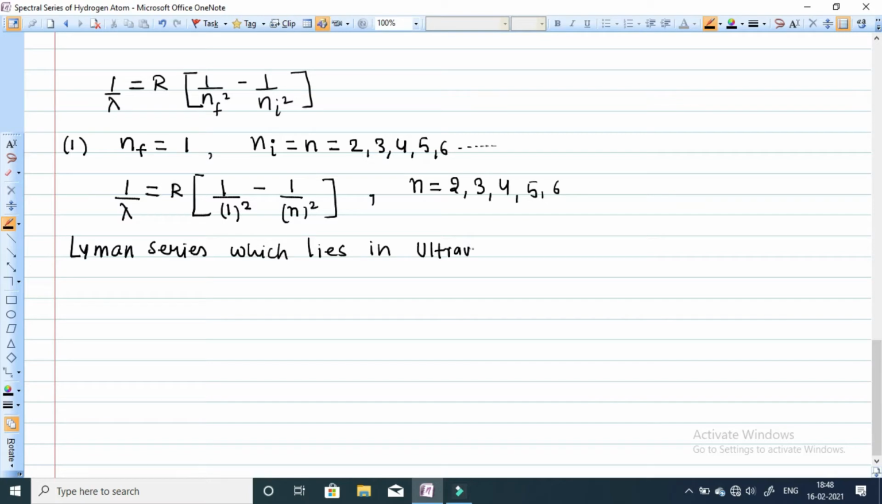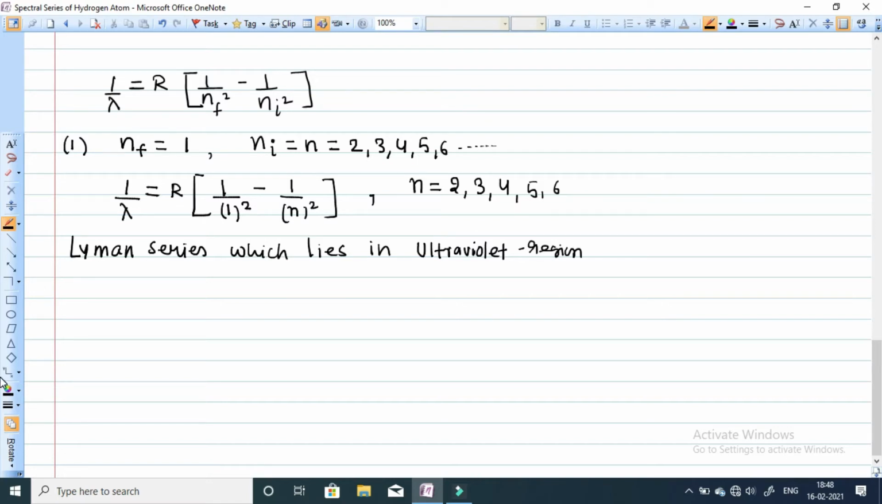Ultraviolet region of electromagnetic region, and the series which you will obtain here will lie in the ultraviolet region, and this series is known as Lyman series.